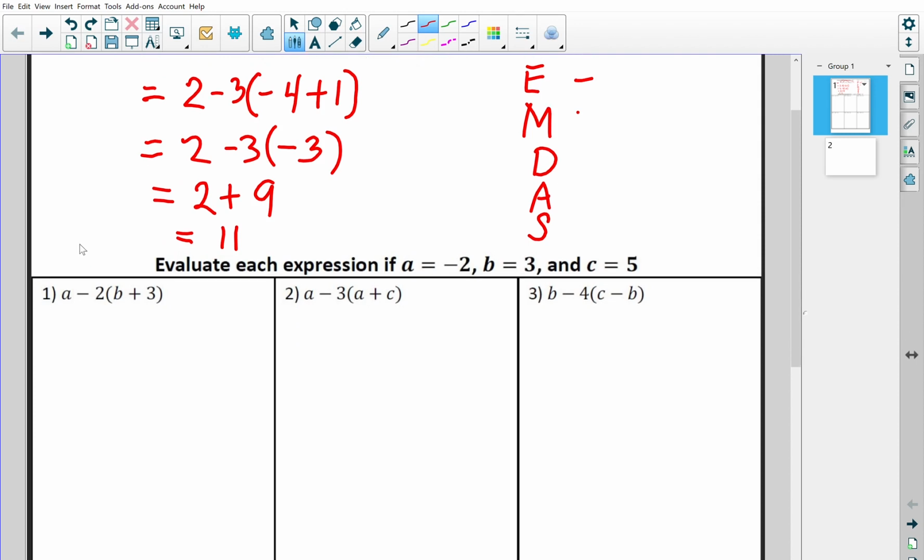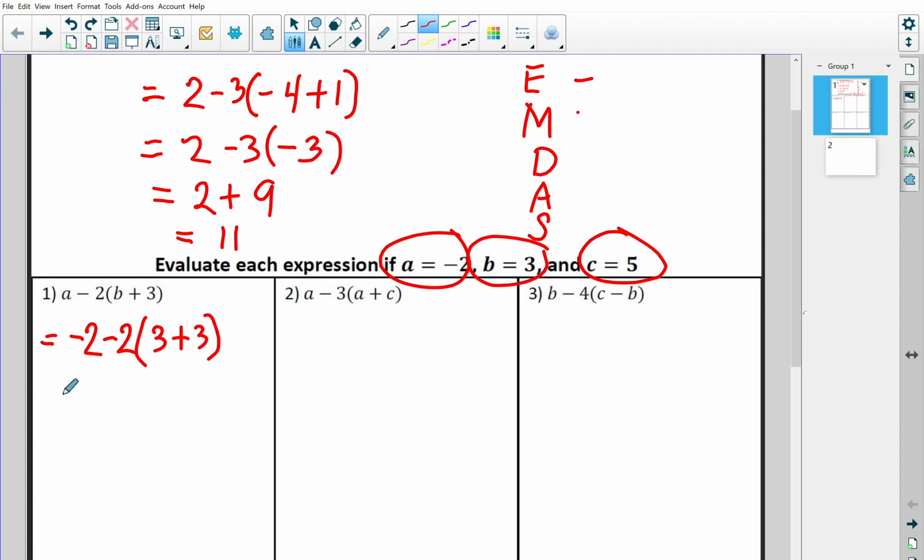This time, we have new values of a, b, c. You have the problem, number 1: a minus 2 times the value of b plus 3. Let's begin by substituting the values. You have a is negative 2, copy minus 2, open parenthesis, b is 3, plus 3. And now, perform the PEMDAS rule.